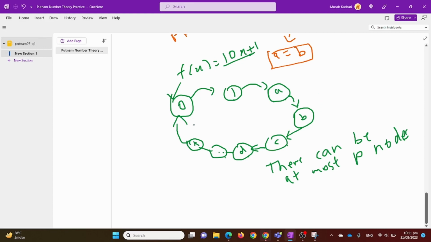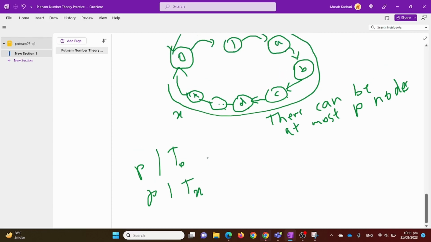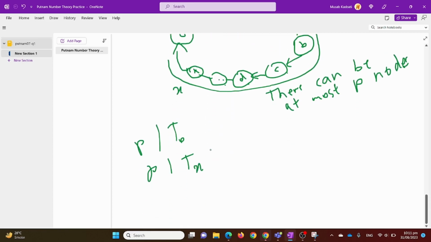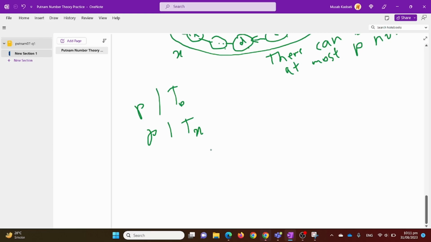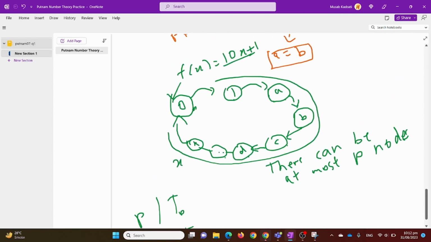What that means is that let's say this whole path is going to have a finite length, let's say x. So that means that term 0 is divisible by the prime p. But this also means that term x, hopefully either x or x minus 1 or x plus 1, but let's just say x. That means that prime p will also divide the term tx. But when it's at tx, it's essentially back here. And if it's back here, the cycle is the same.